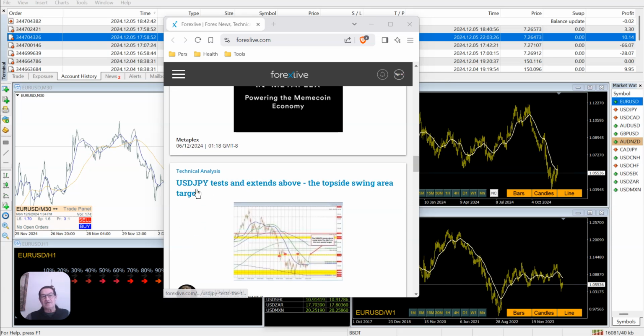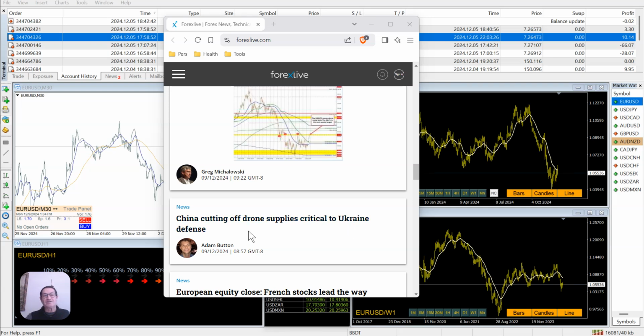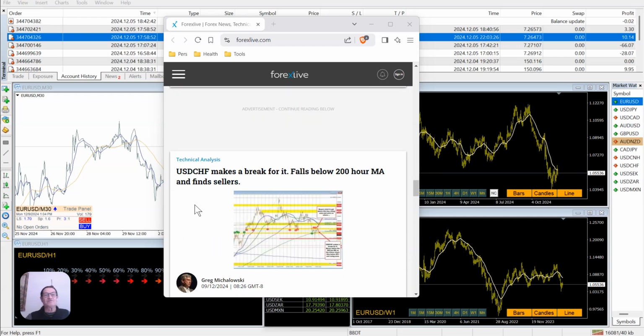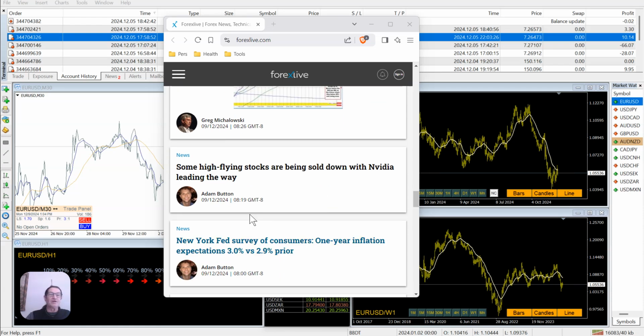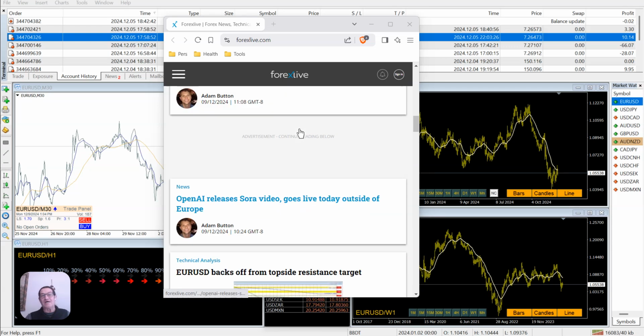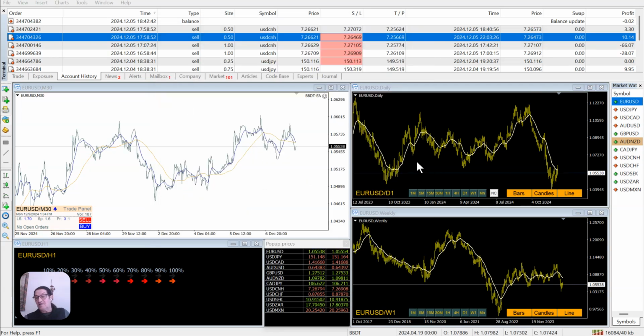And here I go, yet another one, USD Japanese yen. Even China is cutting off drone supply. How will that affect China? I mean, it's really nice. Here you go, the USD CHF is the Swiss franc. So, you know, that's the only website I use, and this is completely free. You do not even have to create an account to have access to it.